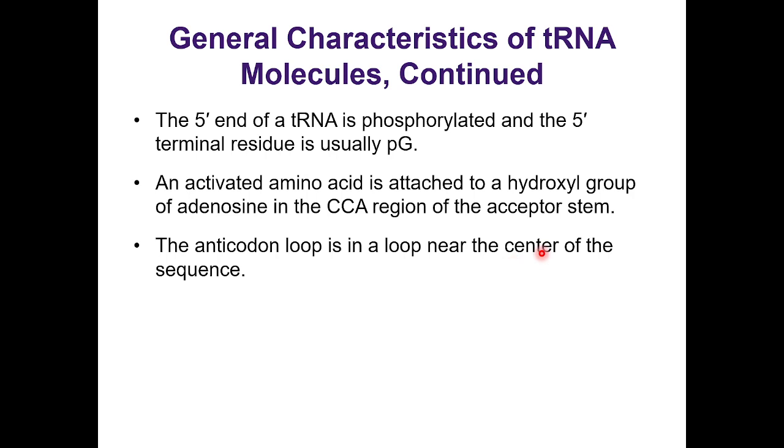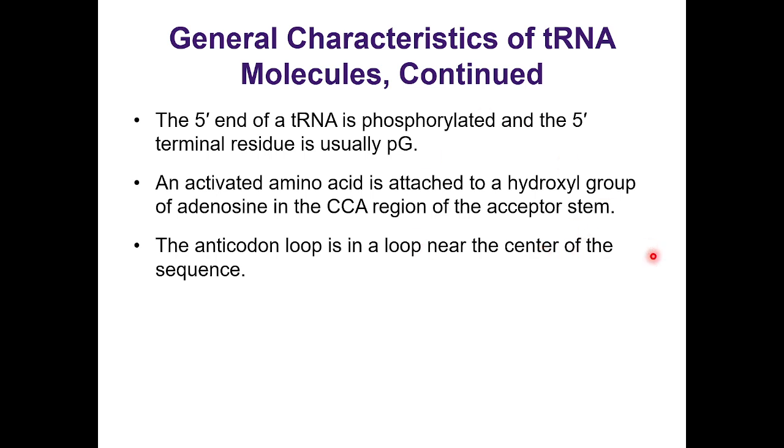So the 5' end of the tRNA is going to be phosphorylated. The 5' terminal residue is usually going to be pG. What does the p stand for, by the way? So G's G, right? What do you think the p stands for? Phosphorylated, yeah. If it had been a d, that would have been the deoxy, right?